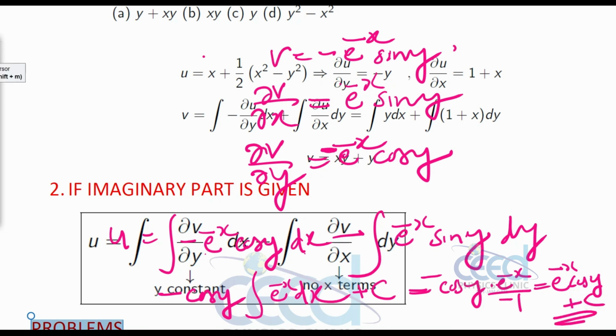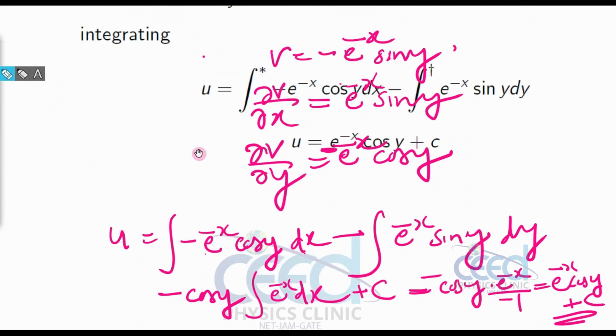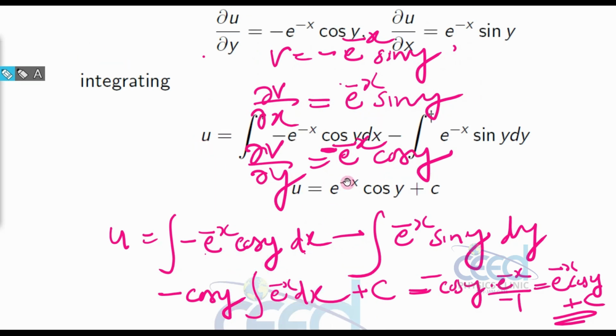So let me go to the answer. Yes, so e raised to minus x cos y plus c, that will be our final u. So this is all about this session, and in the next session we will discuss Laurent series and all. Okay, thank you.